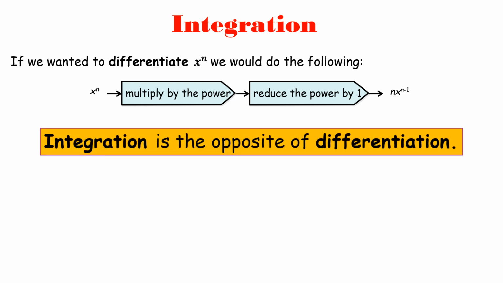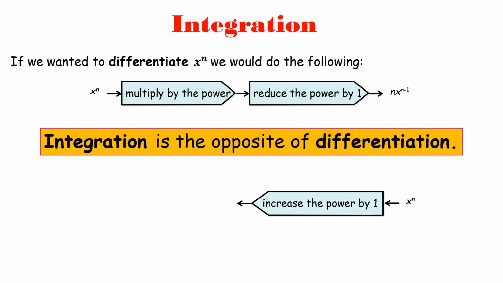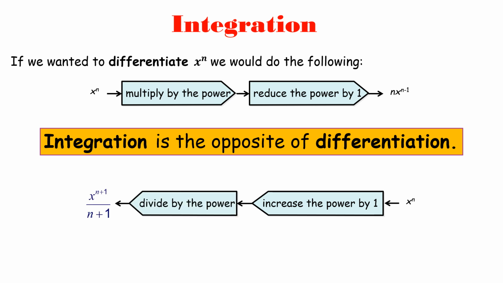So integration is the opposite of differentiation. What that means is we're going to undo the differentiation we have above. So we start with something, in this case x to the power of n, and we do the opposite of the differentiation. The first thing we do is add 1 to our power, or increase our power by 1, and then we divide by the power. That gives us x to the power of n plus 1 all over n plus 1.